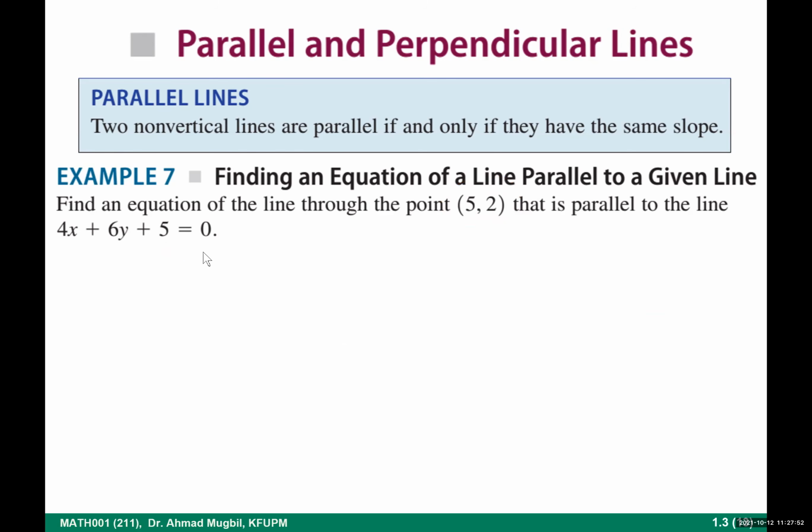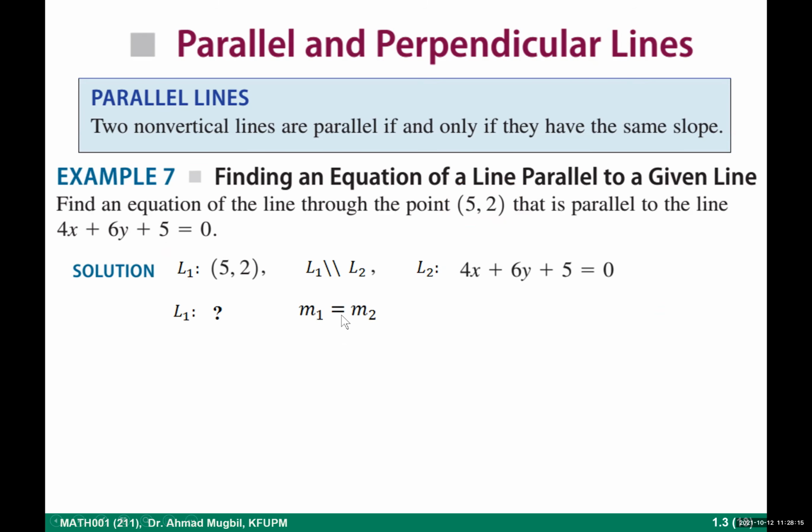So to avoid any confusion here, write this L1. So this is line number 1. On line number 1, you have a point, and it is parallel to line number 2. Line number 2 is given to you. So from L2, you can find what? The slope. Now you need to find L1. What do you know about L1? That the slope m1 is the same as m2. Find m2 by solving for y. You can find it directly without solving for y, which is -2 over 3.